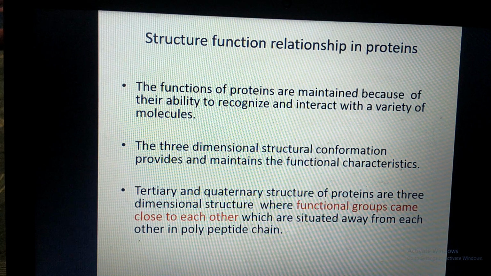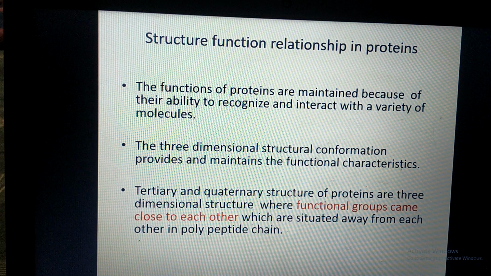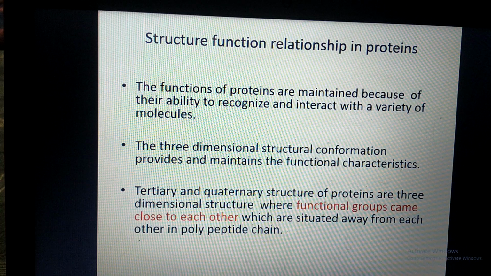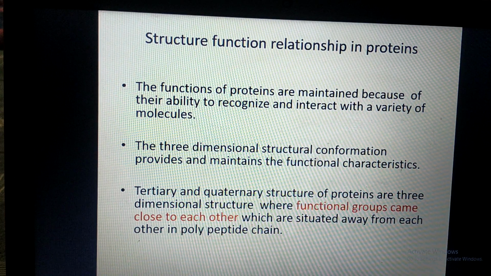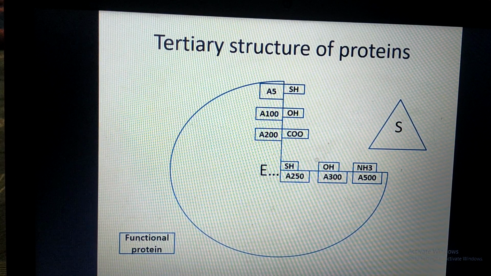Functions of proteins are maintained because of their ability to recognize and interact with a variety of molecules. The three-dimensional structure, or conformation, of a protein provides and maintains the functional characteristics. Tertiary and quaternary structures of proteins are three-dimensional structures where functional groups come close to each other, which are situated away from each other in a polypeptide chain. And this is diagrammatically represented like this.